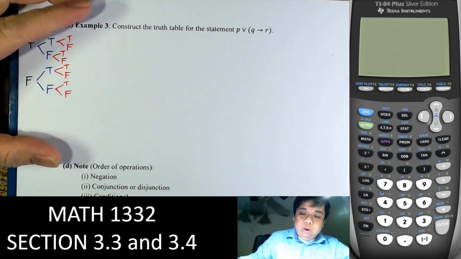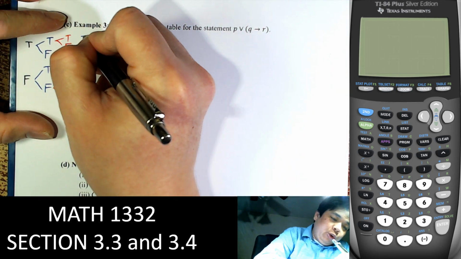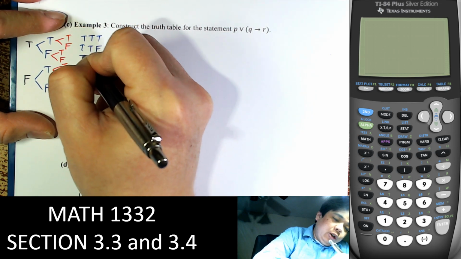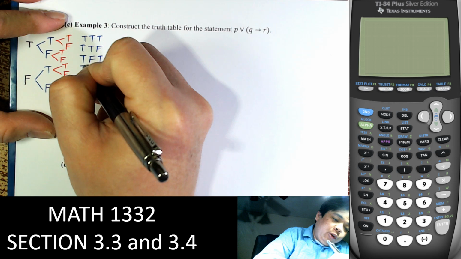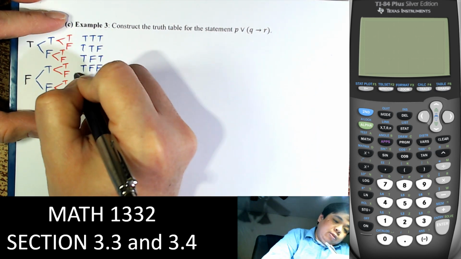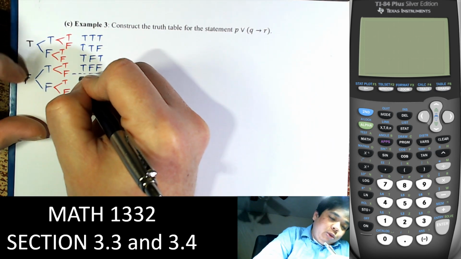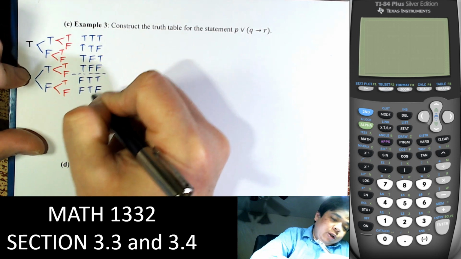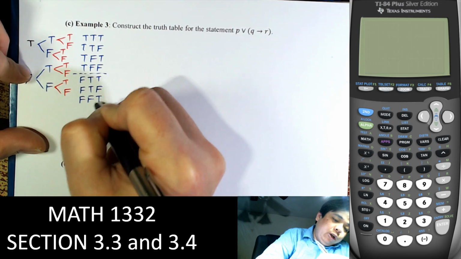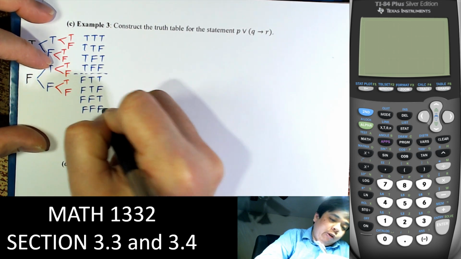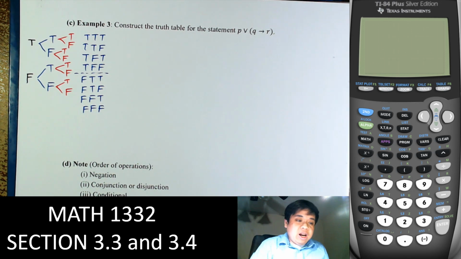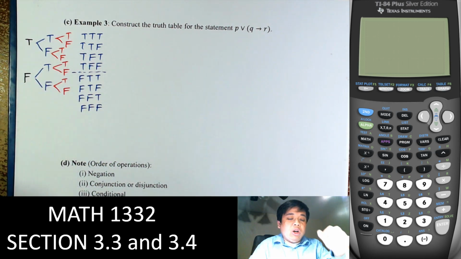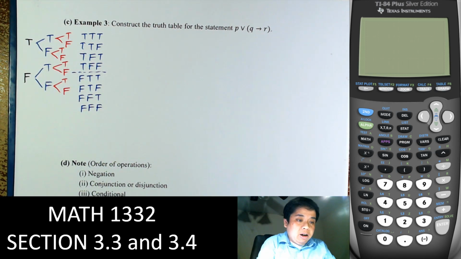So now let's just try all the different scenarios. True, true, true. True, true, false. True, false, true. And true, false, false. And now we start with false. False, true, true, false, true, false, false, false, true, and false, false, false. So that's all the different scenarios. And every time we go a step further, we're going to double the number of scenarios that we have.